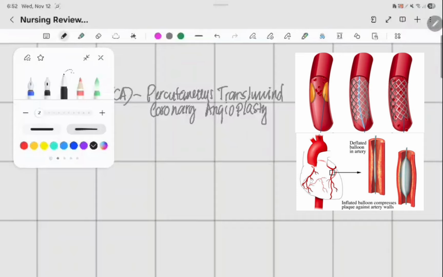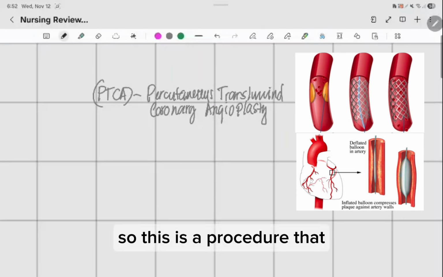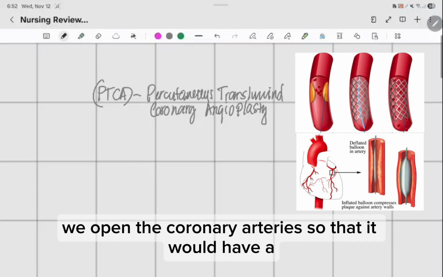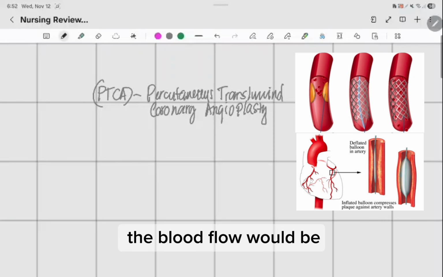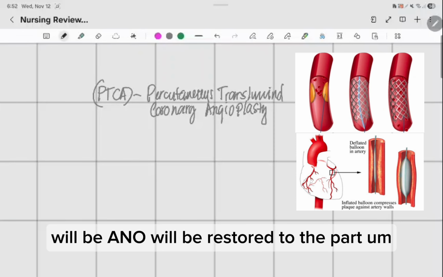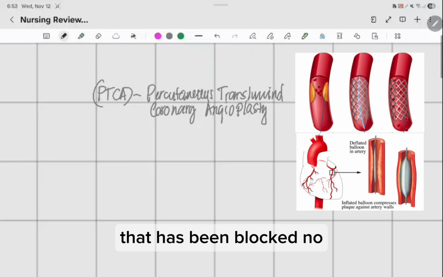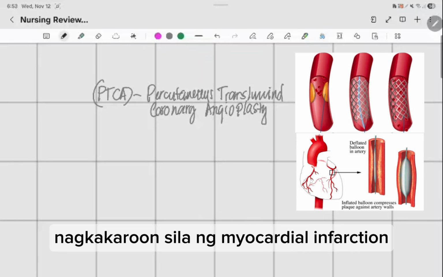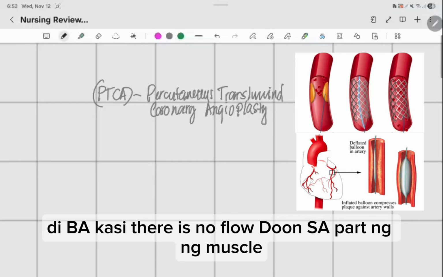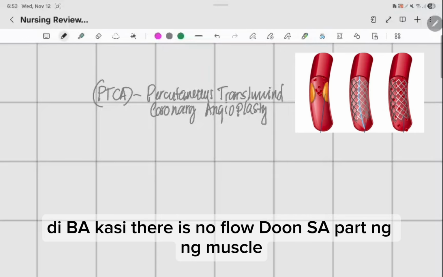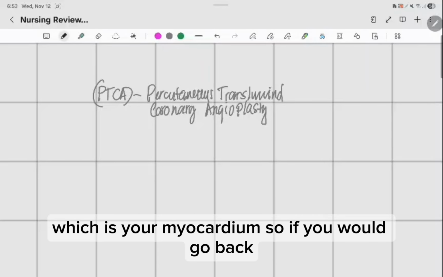So this is a procedure that we open the coronary artery so that the blood flow will be restored to the part that has been blocked for the longest time. So nagkakaroon sila ng myocardial infarction, 'di ba? Kasi there is no flow doon sa part ng muscle which is your myocardium.